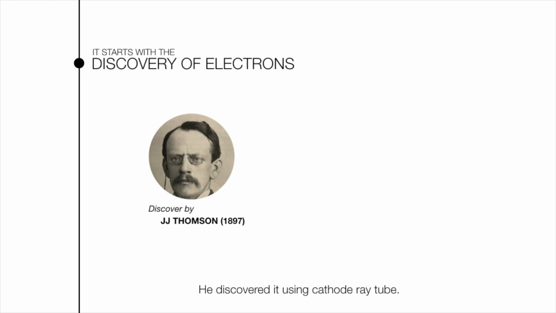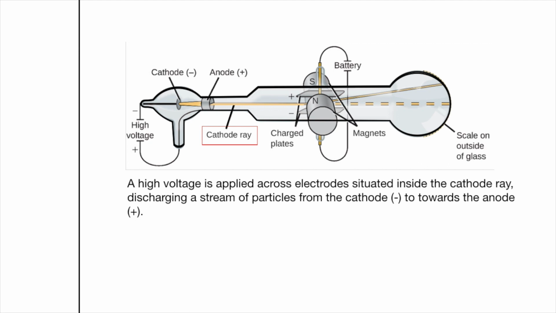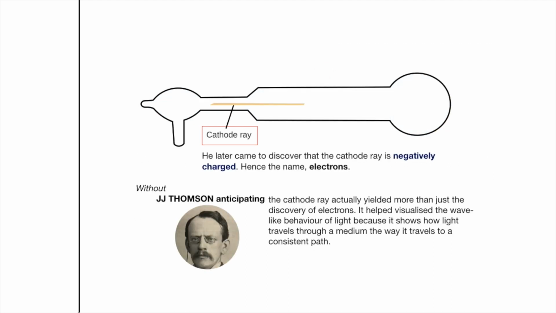They were first discovered by J.J. Thomson in 1897 when he conducted an experiment on a cathode ray tube. Cathode ray tubes are sealed tubes of glass where excess air has been evacuated. Two electrodes, a cathode and an anode, are placed respectively at the left and right end of the tube.